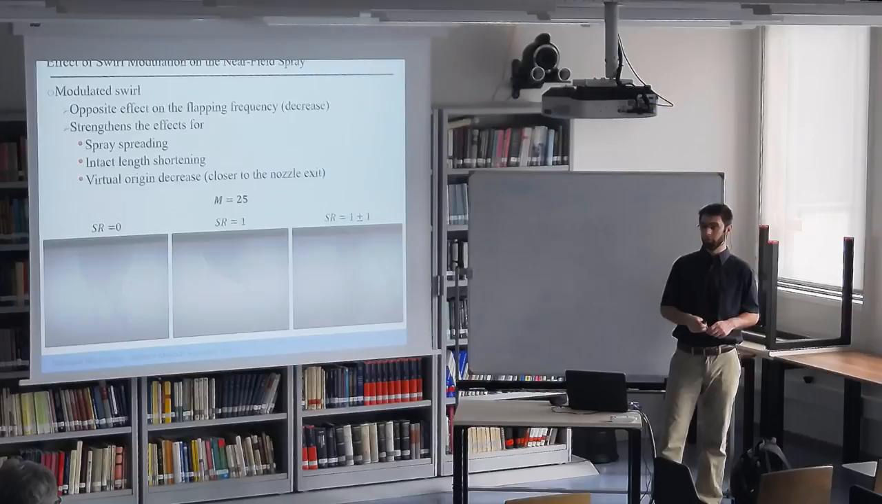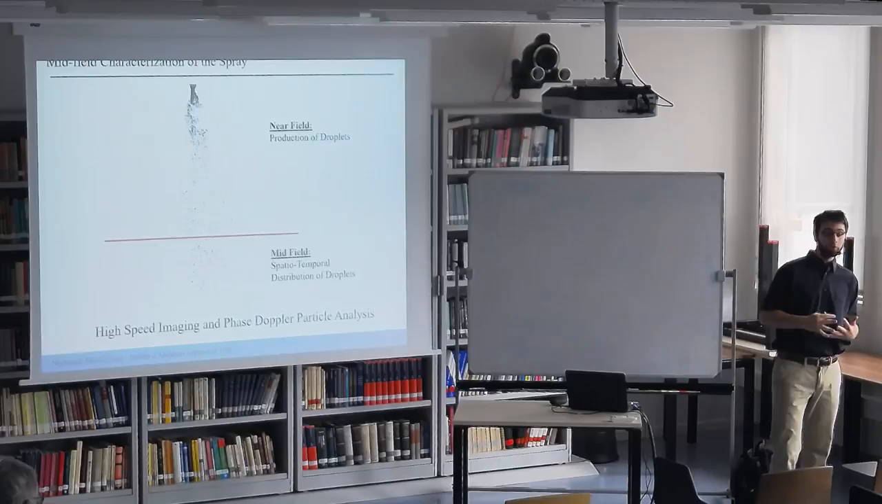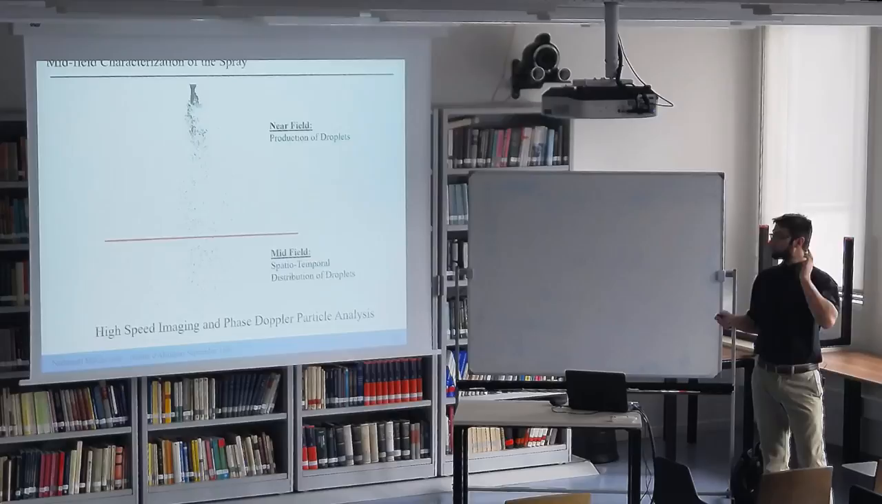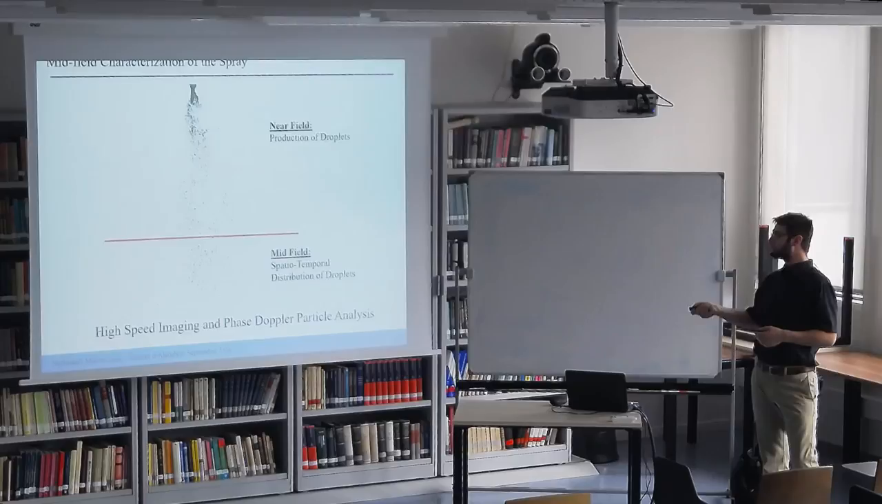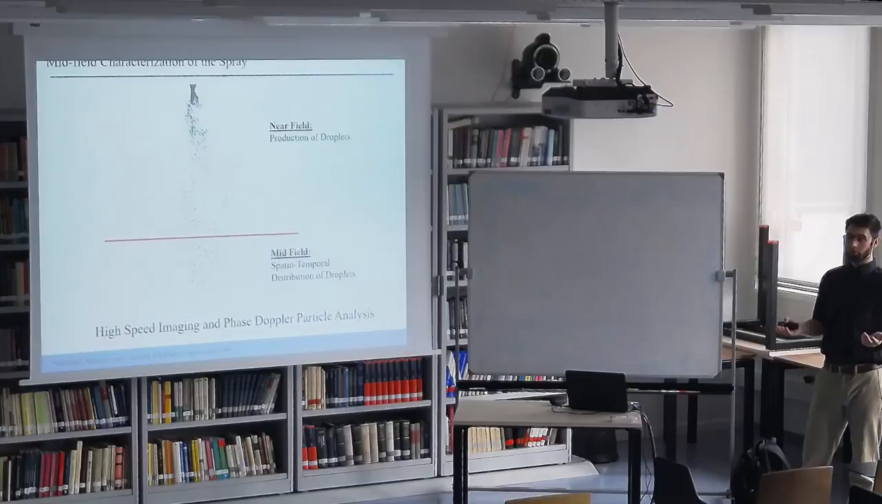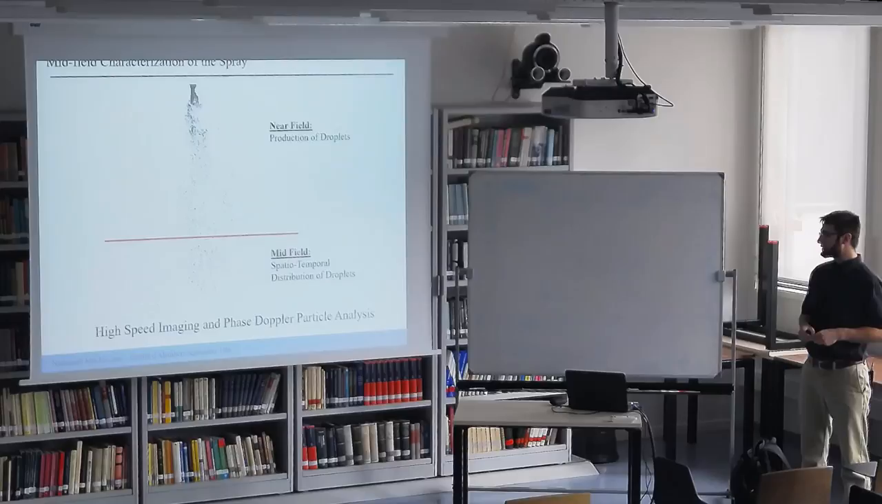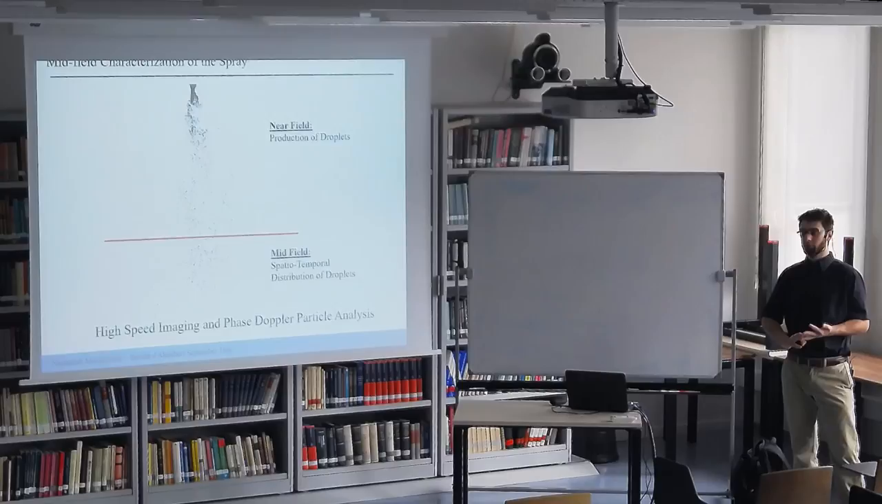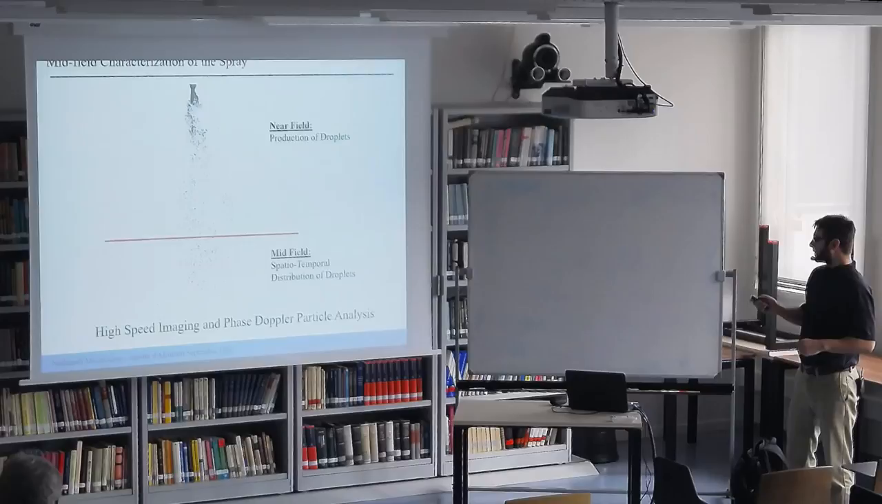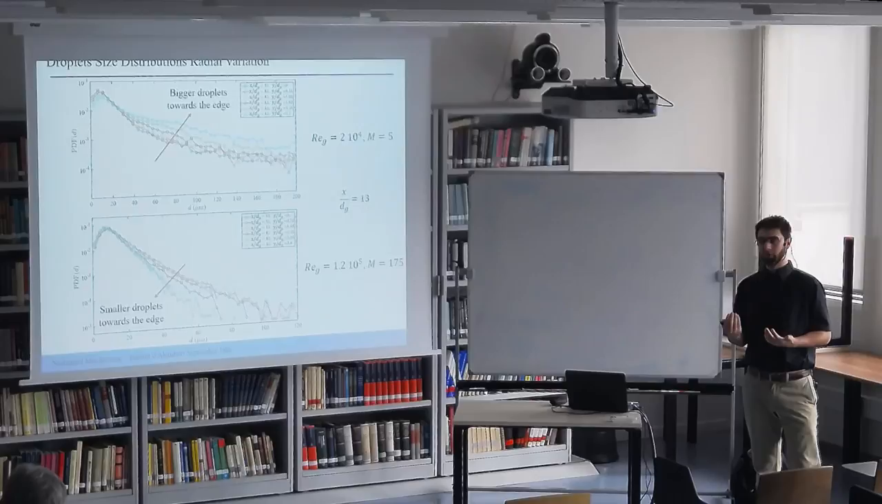So now that we've looked at the near field of the spray, we will see how all those metrics relate to the droplets being produced and advected in the far field, and how the controls affect those droplets, the droplet size and their spatial distribution. We will move from high-speed imaging to what is called phase Doppler particle analysis, or PDPA, which gives you the size and the velocity of the drops thanks to a Doppler shift in the crossing of two laser beams. So let's first look at some droplet size PDFs.